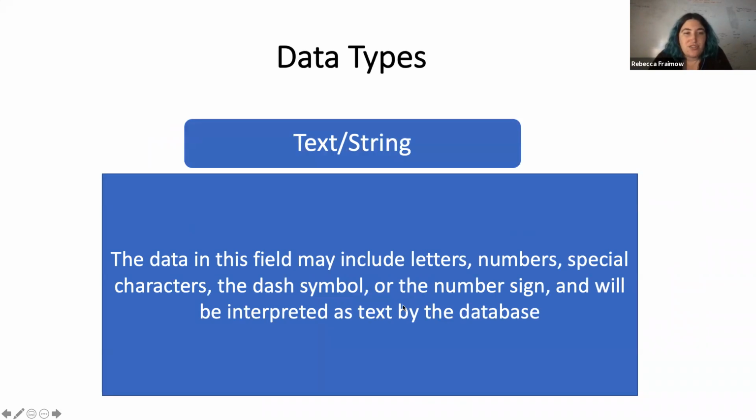So text data types and string data types have a pretty limited subset of kinds of data that can go into that field. I realize that letters, numbers, special characters, the dash symbol, or the number sign seems pretty broad, but there are certain kinds of entries that will not necessarily be included in that subset. And also, in various computer systems, there are terms and phrases that you can use that are not meant to be interpreted as text. When you specify a field as text or as a string, what you're telling the database is that I just want to look at this as text no matter what.